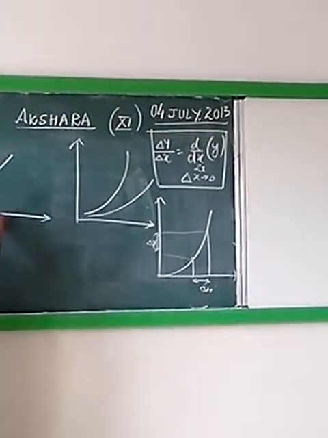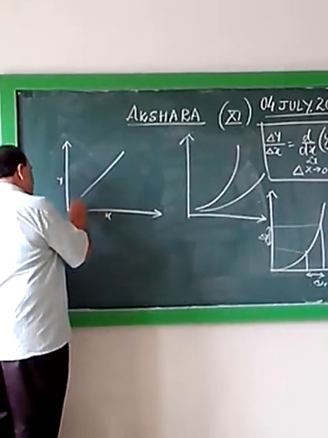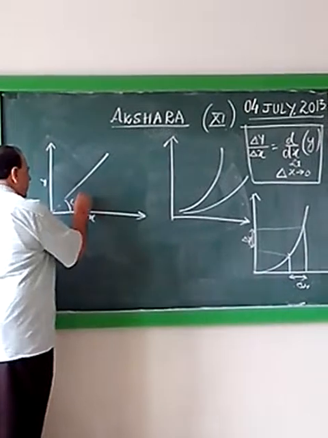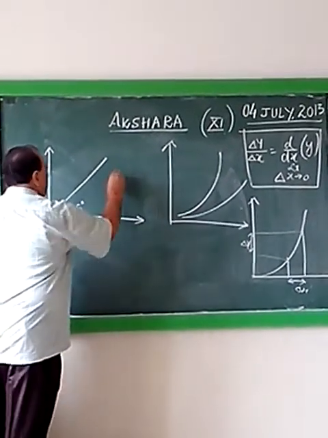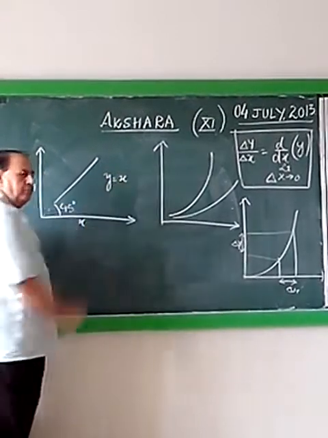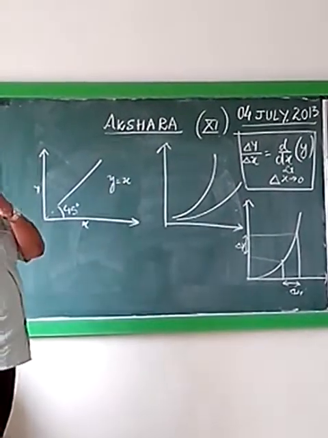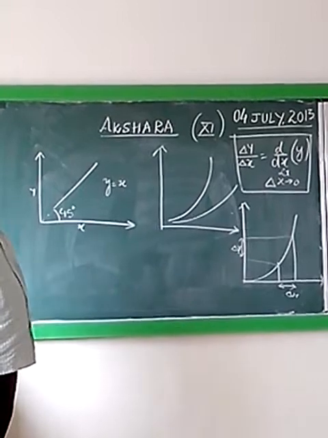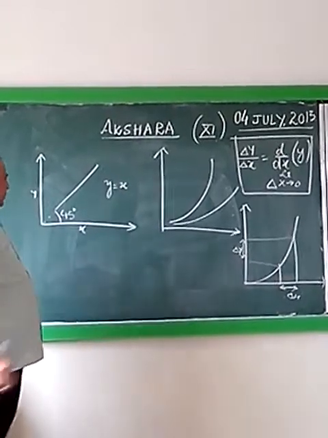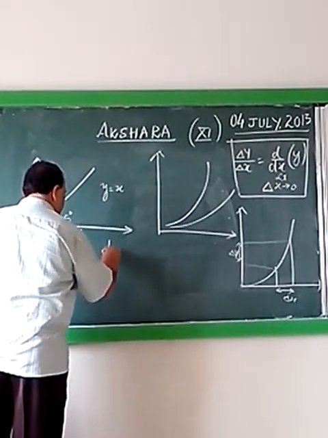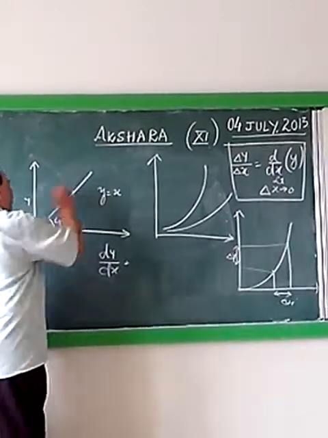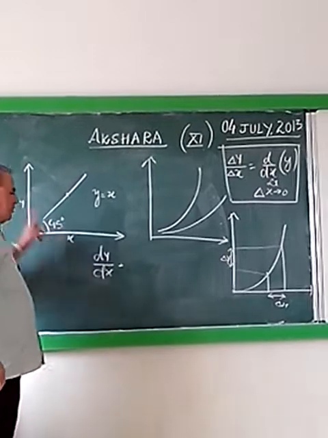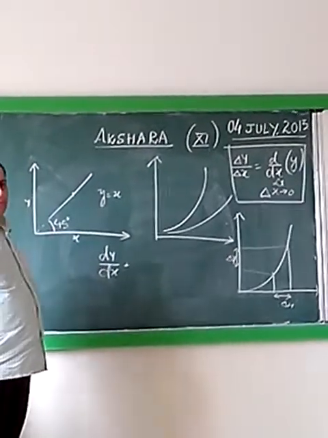If I take this as x, I take this as y. Try to understand. And if I tell you this angle is 45 degrees, then the equation of this will be y equal to x. Why? I just told you that we want to find dy by dx of this. At this point I want to know what is the rate of change of y with respect to x at this point.